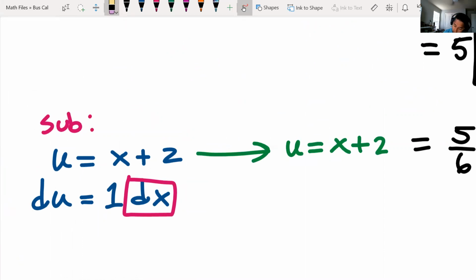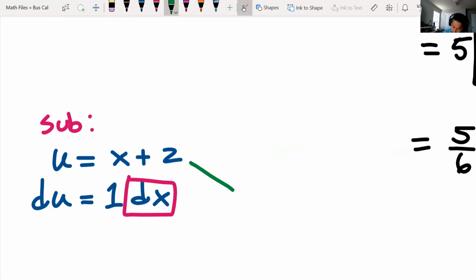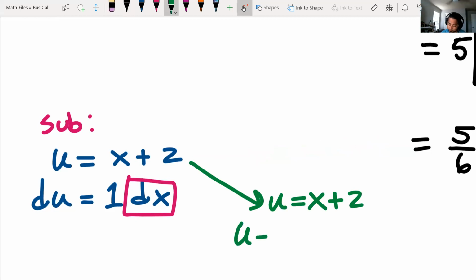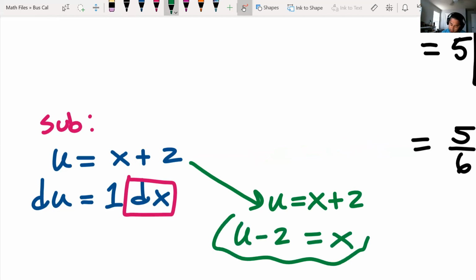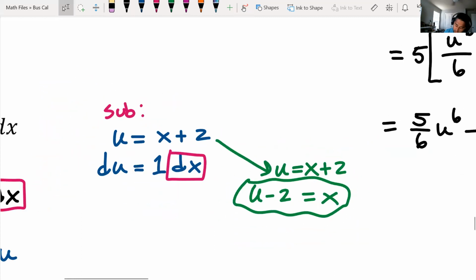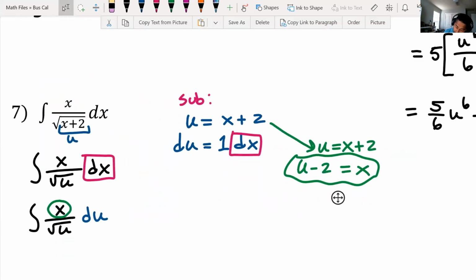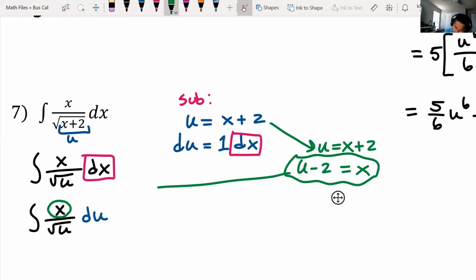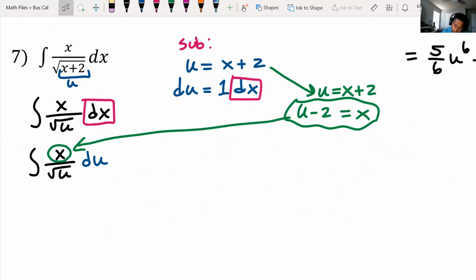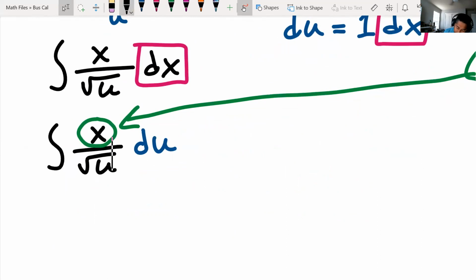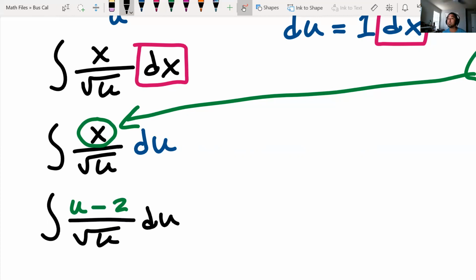Oh, I should move that, huh? u plus 2. u minus 2. There we go. And now this is going in for that x. So now we have the integral of u minus 2 over the square root of u du.